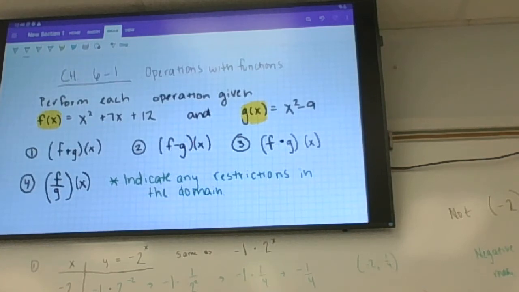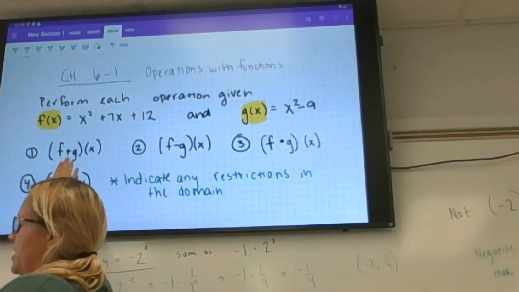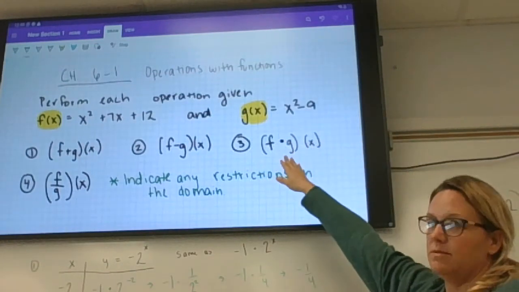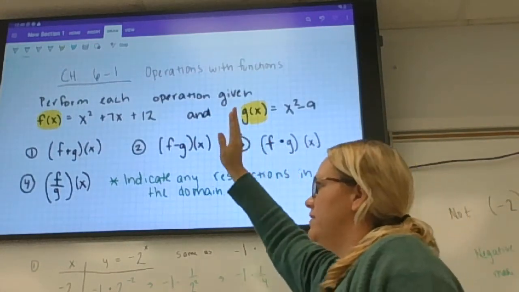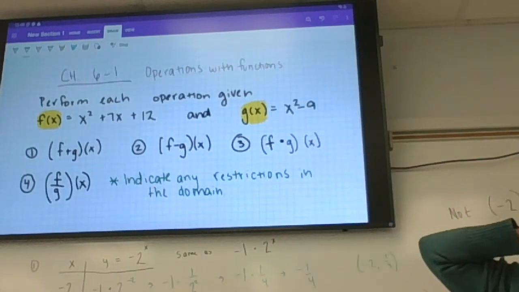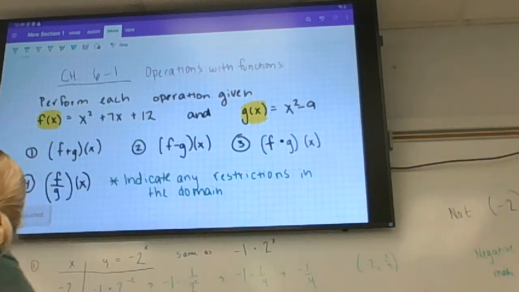Okay, so we have an f function and g function. We're going to add them together. This means add f and g, and this means subtract f and g. This means multiply f and g, and then finally we'll divide f and g. So you have done these things before, but not maybe seen that function notation. That's all that's called, the function notation.